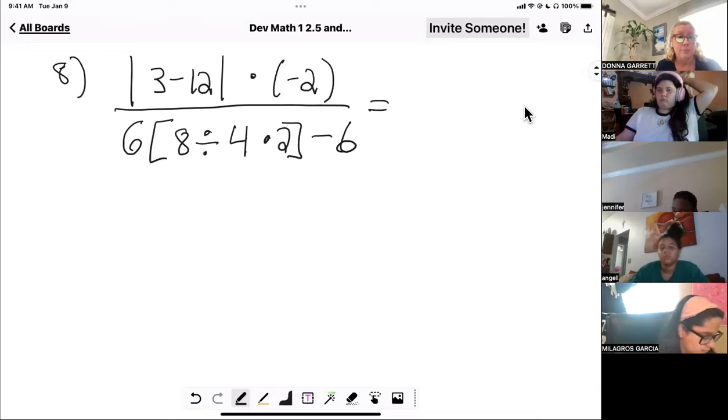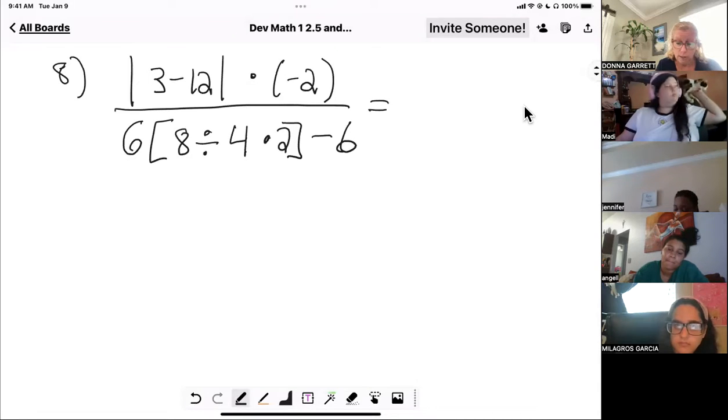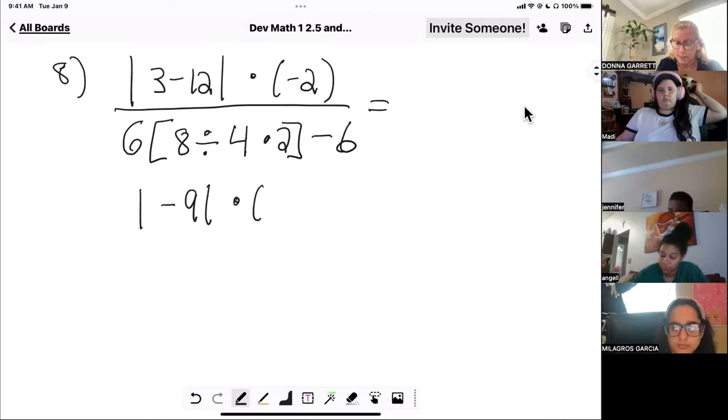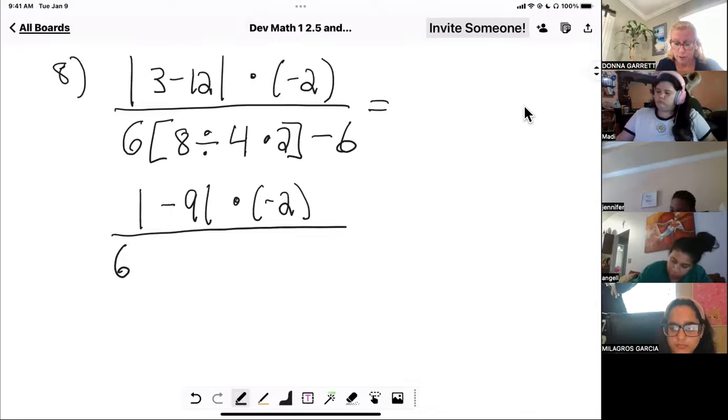So numerator, I have absolute value, so I need to do that first. So absolute value, and I'm going to subtract them. 3 minus 12. So 12 minus 3 is 9, but 12 has a negative, so -9 times -2. And the denominator, I'm going to do at the same time with little steps.